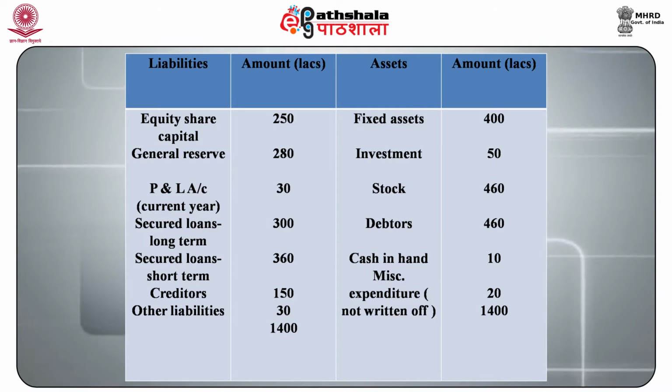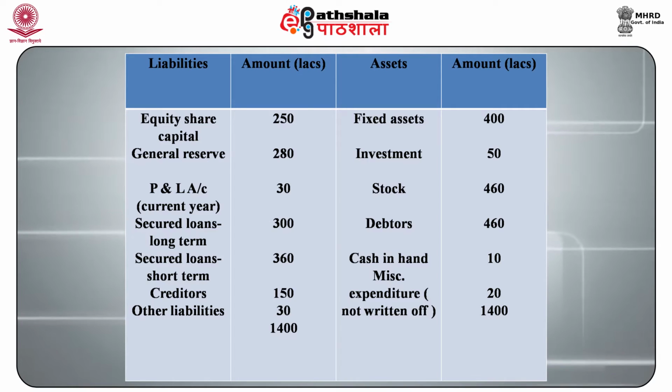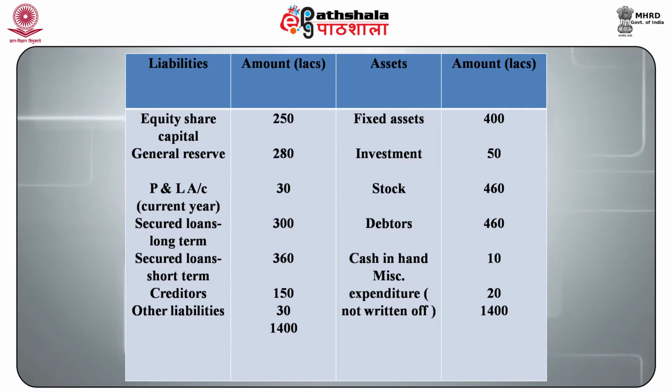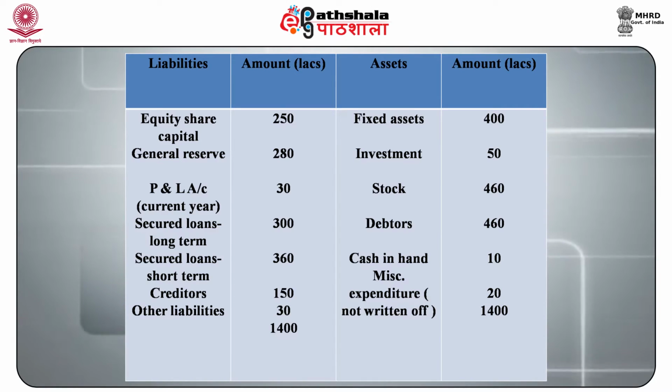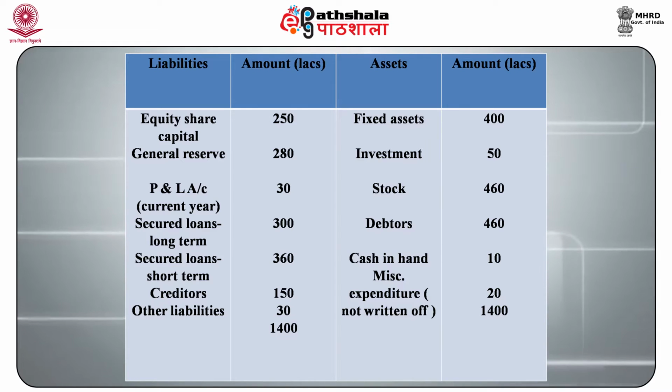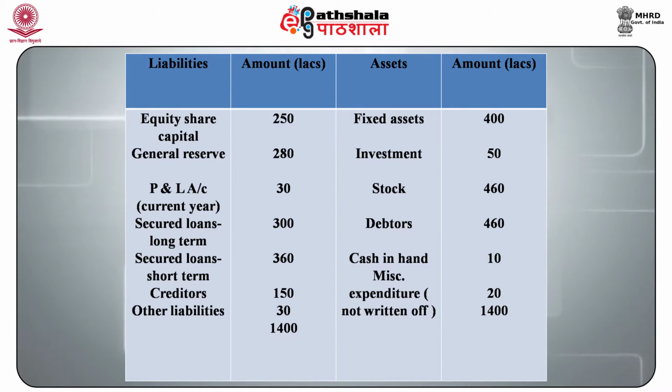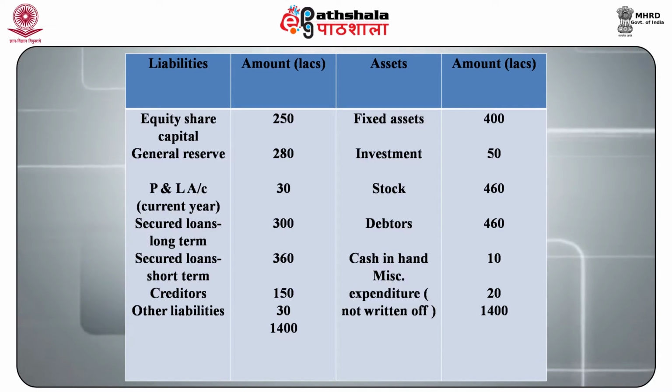Example 5. The balance sheet of XYZ company is given below. The liabilities are equity share capital, which is 250 lakhs, the general reserve at 280 lakhs, the profit and loss account current year shows 30 lakhs, the secured loans in the long term is 300 lakhs, the secured loan in short term is 360 lakhs, the creditors stand at 150 lakhs and the other liabilities at 30 lakhs. The net liabilities are 1400 lakhs.